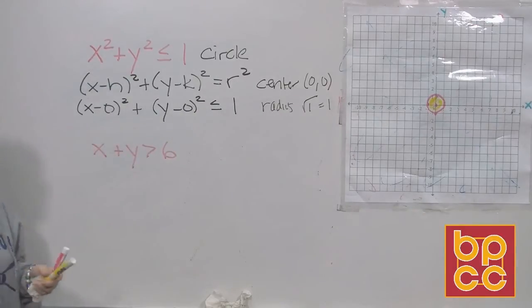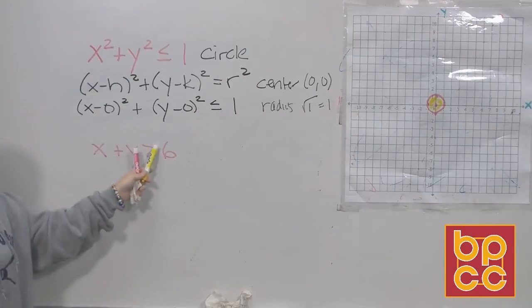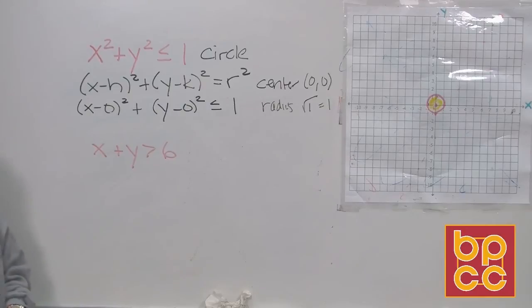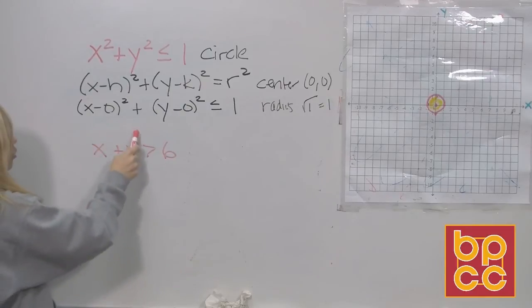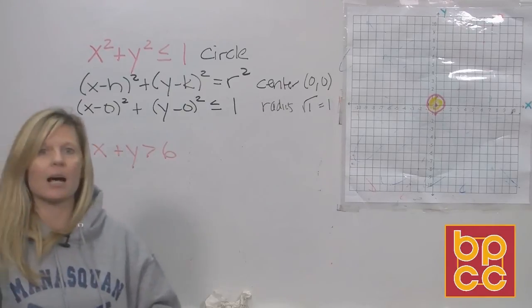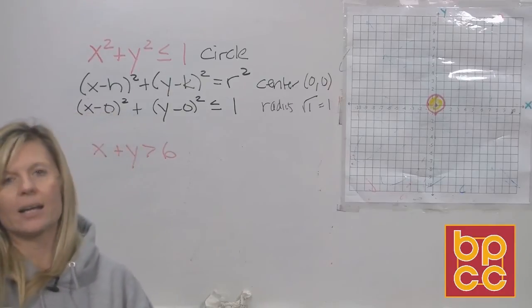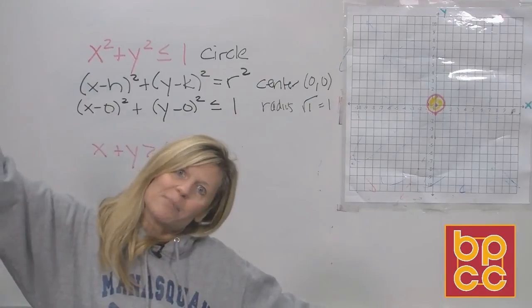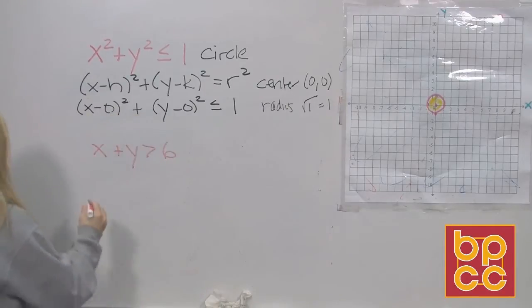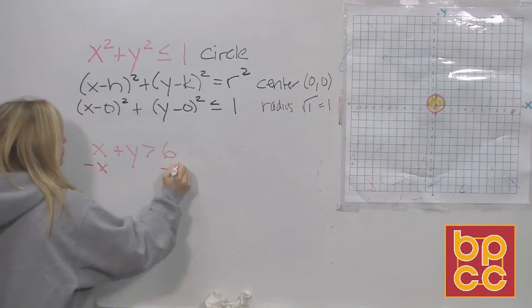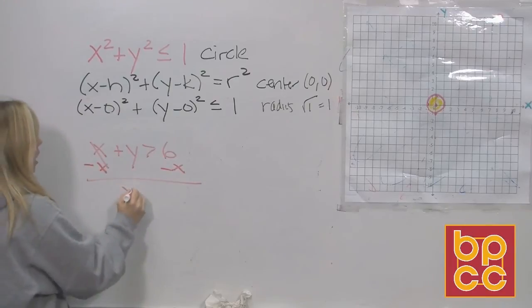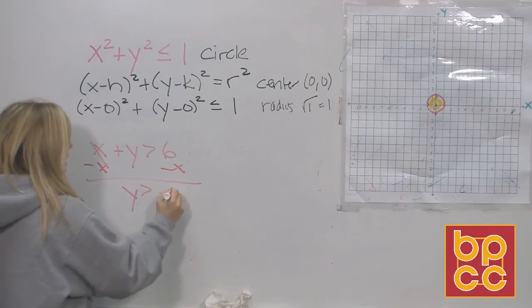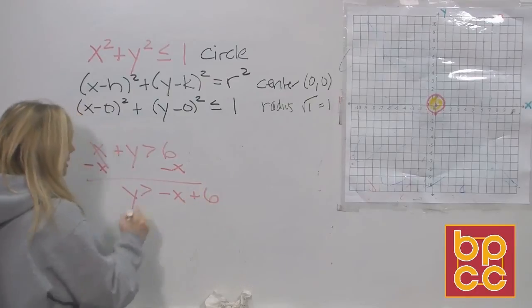The next inequality is x plus y is greater than 6. Well, that's linear. X to the first, y to the first. Linear means line. If it has an x and a y, it's a diagonal line. If it's a diagonal line, what form does it got to be in? Correct, slope-intercept. So we get y by itself. We get y is greater than negative x plus 6.